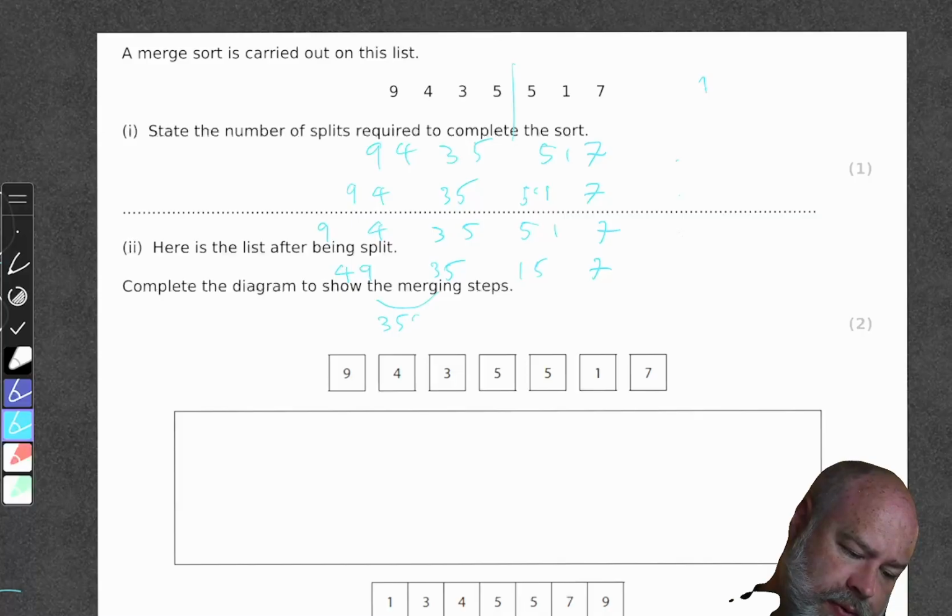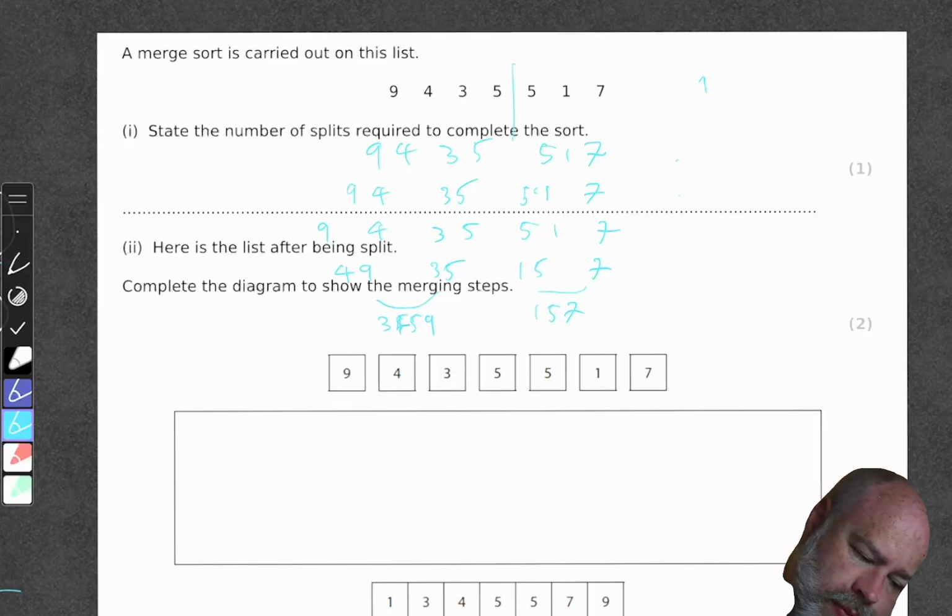3, 4, 5, 9, and 1, 5, 7, and then finally putting them all back together again. 1, 3, 4, 5, 7, 9.